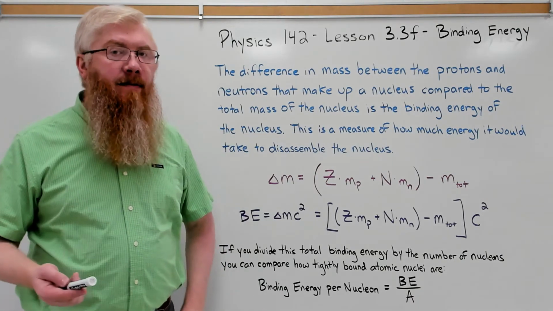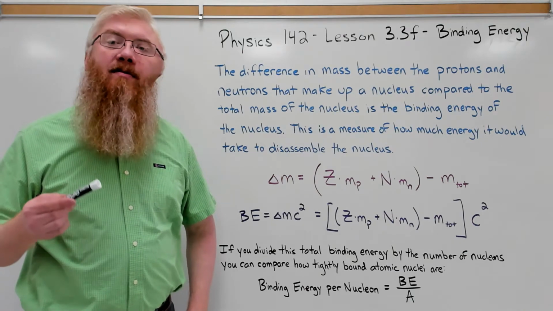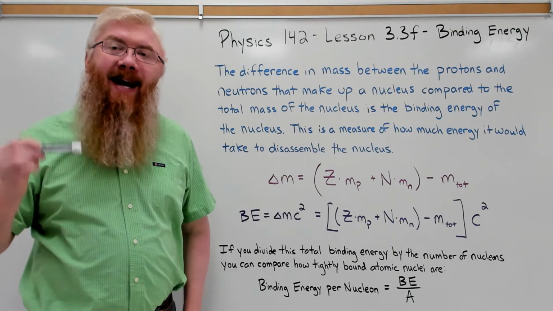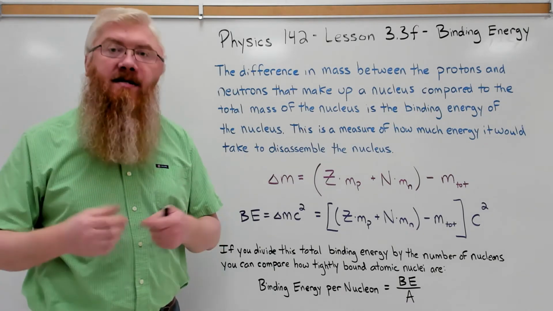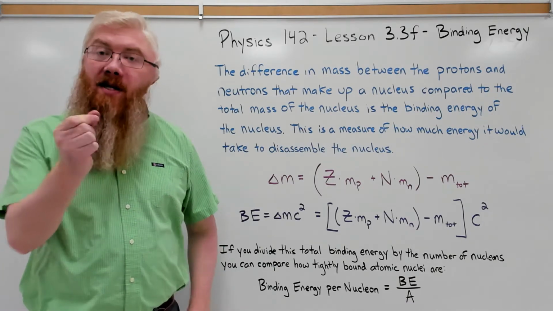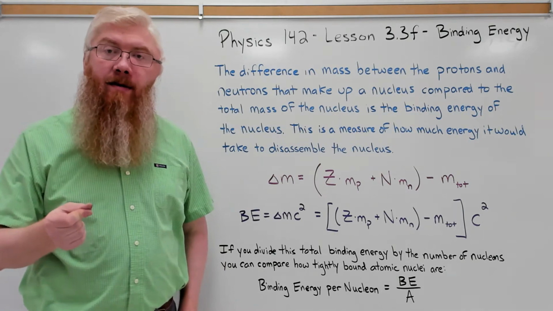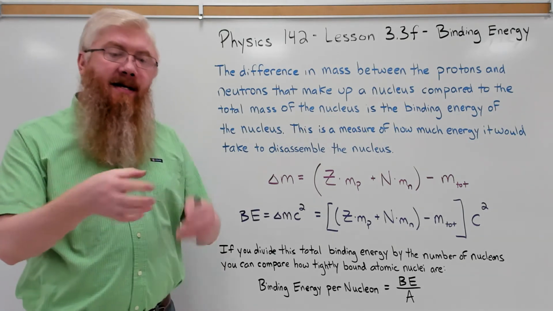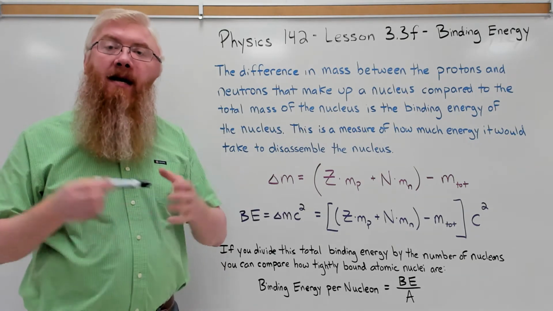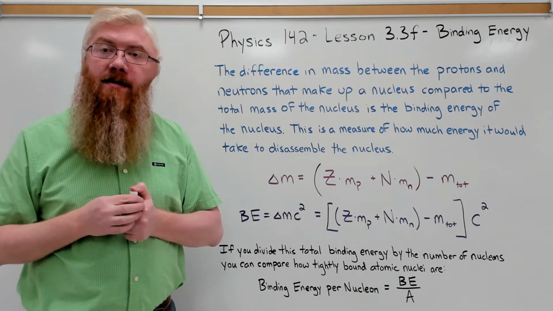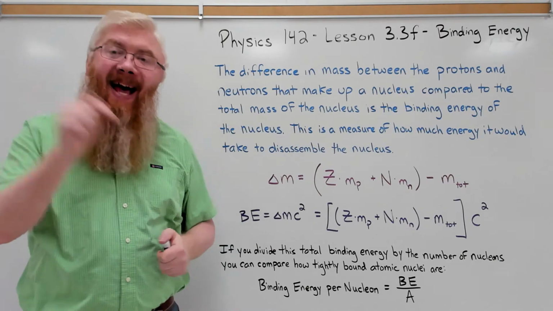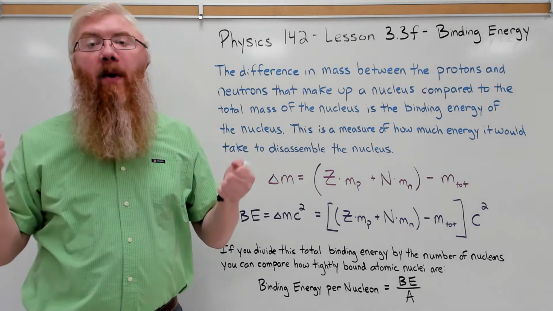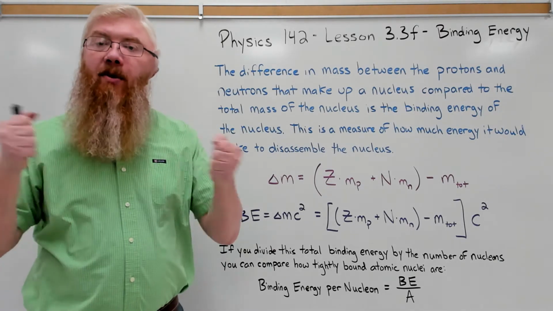But it's not. A helium nucleus weighs a little bit less than the sum of the masses of the parts of the helium nucleus. There's a little bit of missing mass there. That missing mass goes into the binding energy of the atomic nucleus. Which means that if you want to take apart a helium nucleus, you have to add energy to it to pluck away these protons and neutrons.